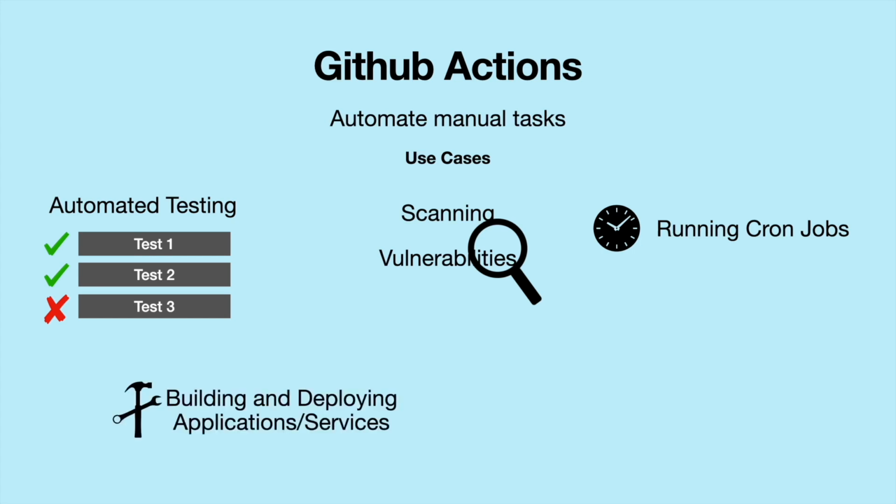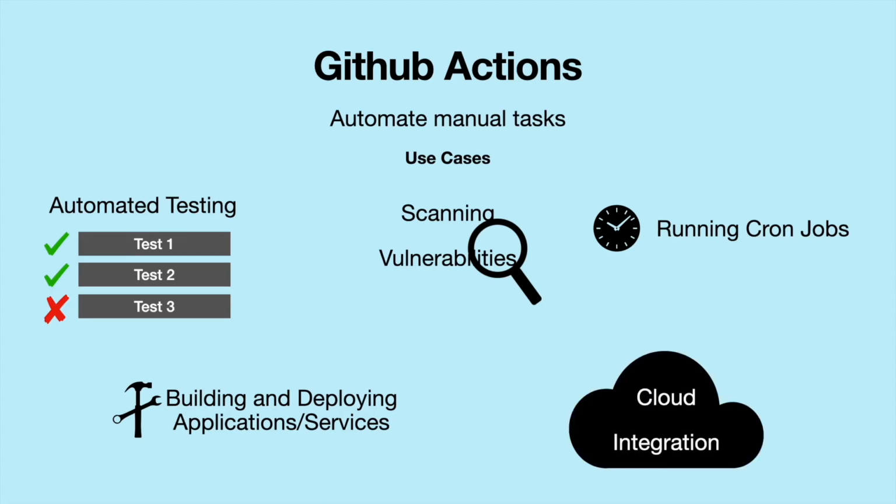Building and deploying services as well as cloud integration. Whenever you have to build your source code, you need a tool. Either you can do that locally, or you might be using some other build management tools, but you can use GitHub Actions for building as well as deploying it on the cloud, like AWS, Azure, Google Cloud. So you can integrate both these things easily.